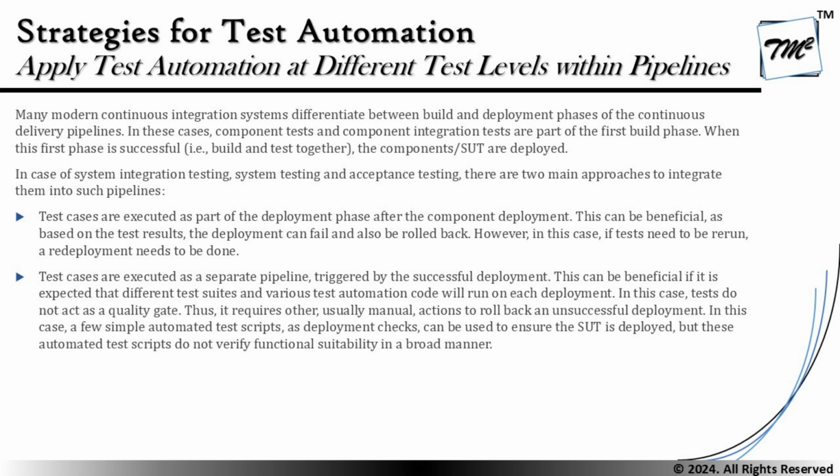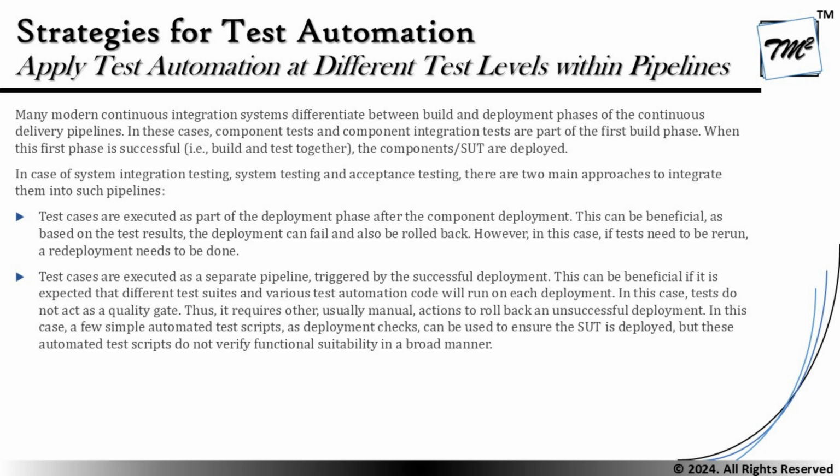This can be beneficial if it is expected that different test suites and versions and various test automation code will run on each deployment. In this case, tests do not act as a quality gate, thus it requires other, usually manual actions to roll back an unsuccessful deployment. And in this case, a few sample automated test scripts as deployment checks can be used to ensure the SUT is deployed.